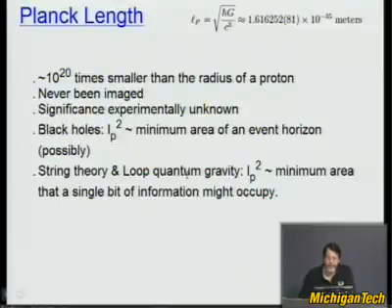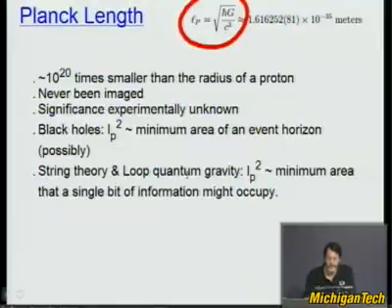One of them is called the Planck length. So if you want to create a length, it turns out that you can take the fundamental constants and create a length that, if you do it in a simple way, is 10 to the minus 35 meters, which is 10 to the 20 times smaller than the radius of a photon. So this is really, really small. Nothing has ever been imaged that small. The significance of this is really experimentally unknown.